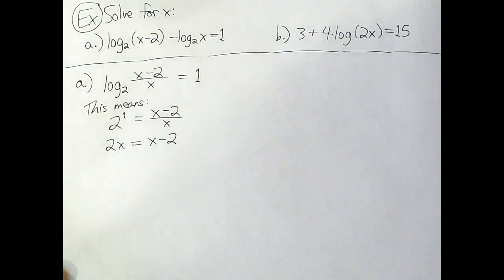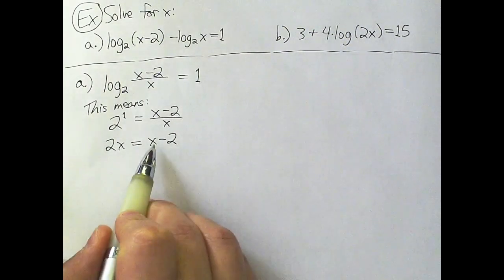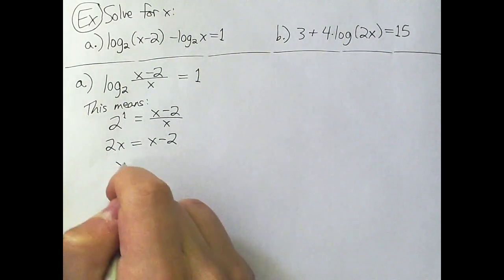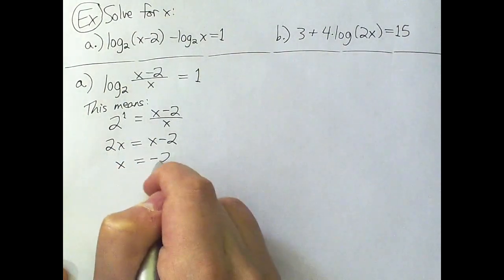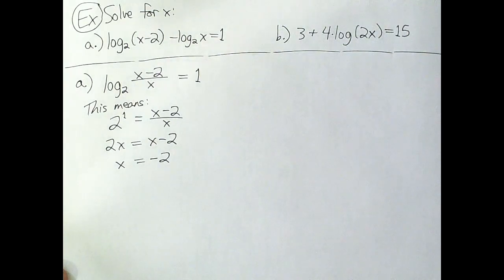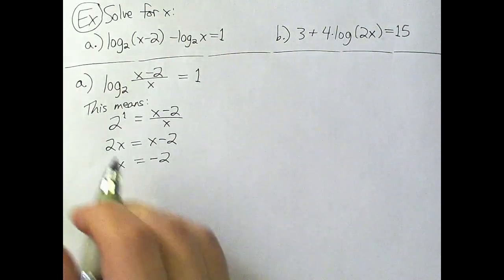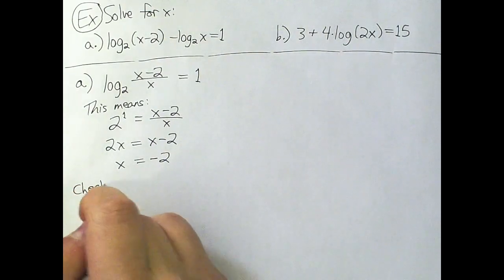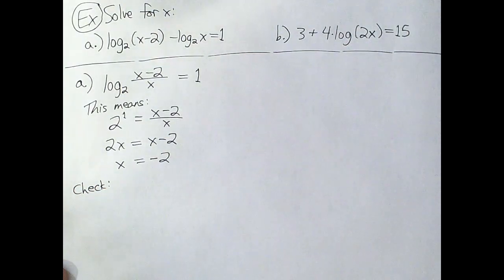We're working on getting x by itself. So how about we subtract x from both sides? That's going to make this x equals negative 2. Not putting a box around it yet because I want to check this in the original problem. Does this actually work? Even though we only found one potential solution, we should still check it.